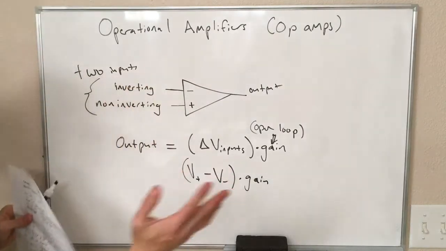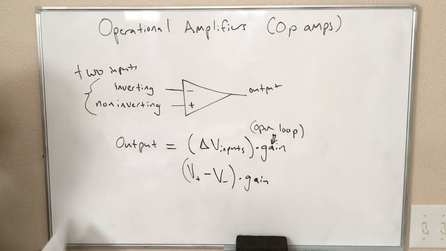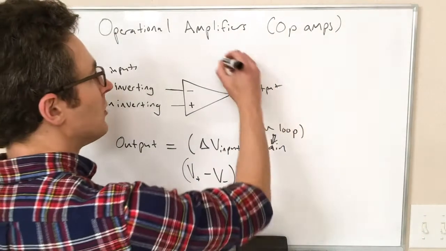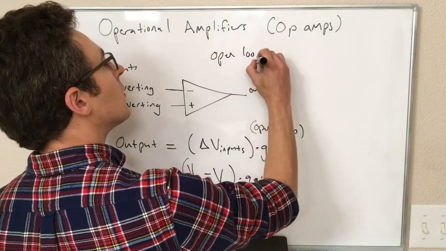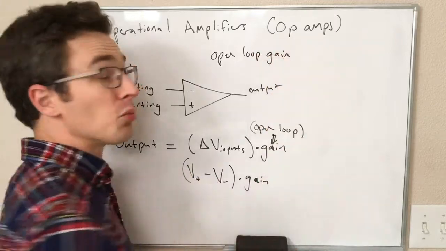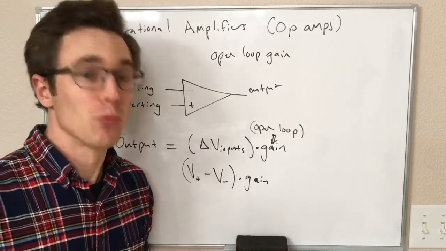Okay, so now we're getting to the big important bit. This gain, this open loop gain, is really big. Really big.